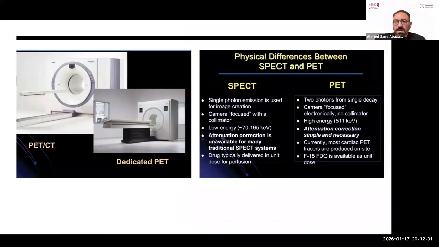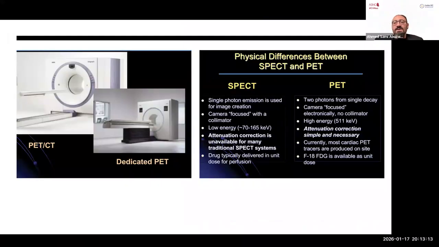It's a little bit different when you think about the difference between PET and SPECT, because in SPECT a single photon creates the image, but in PET we have two photons, and that results in high energy and high spatial resolution as well. The camera is different because in cardiac SPECT the camera focuses with a collimator. In PET we don't have a collimator, we have detectors. And because we have high energy, we need to deal with the high energy and the scattered photons.